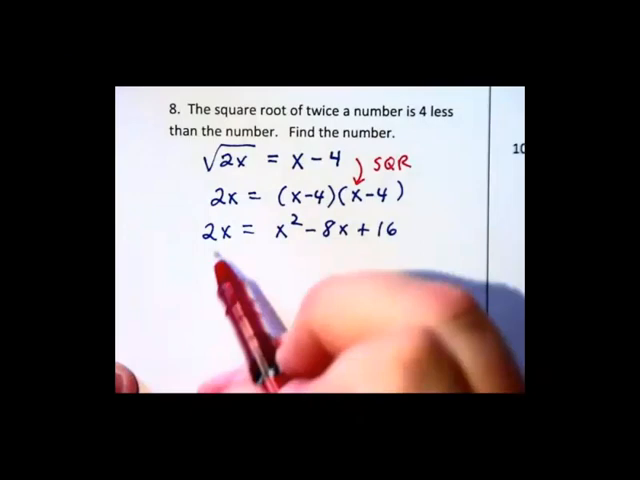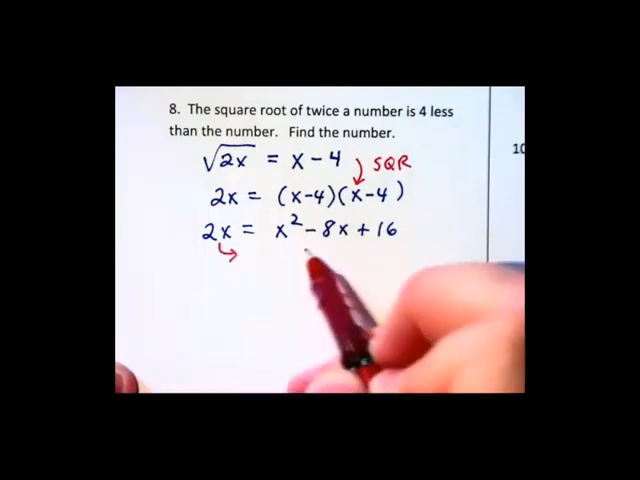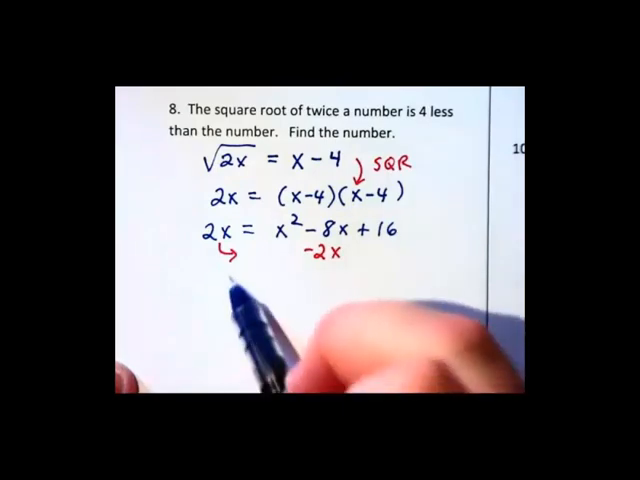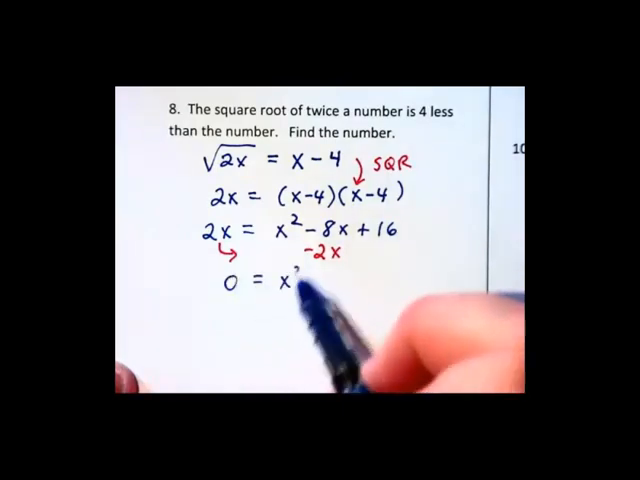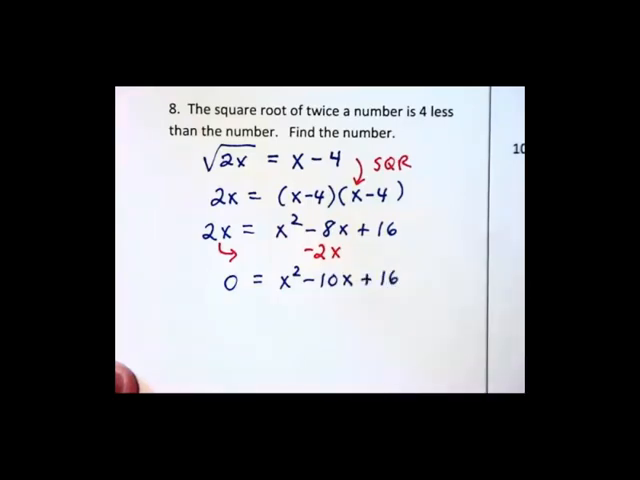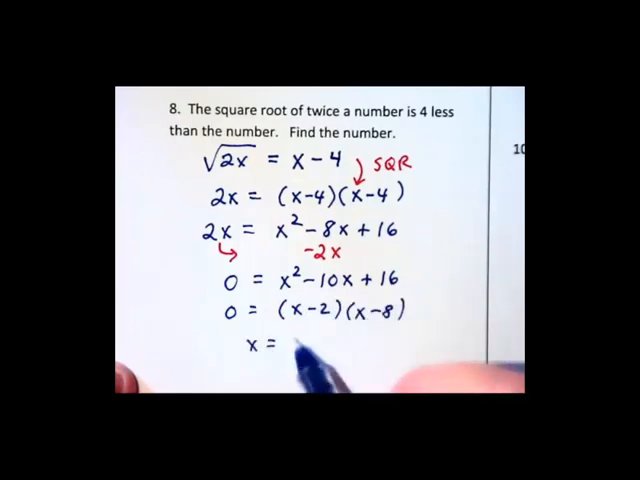We need this set equal to 0 because it's a quadratic equation, so we subtract 2x off of each side. Now we have 0 equals x squared minus 10x plus the 16. That will factor into x minus 2 times x minus 8. And we have two solutions of 2 and 8.